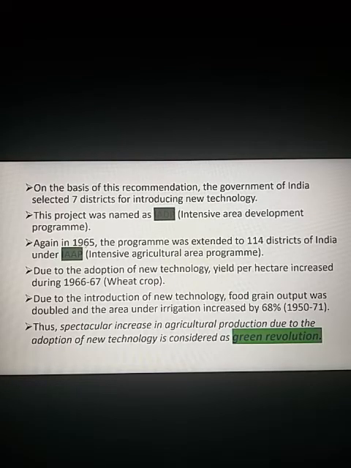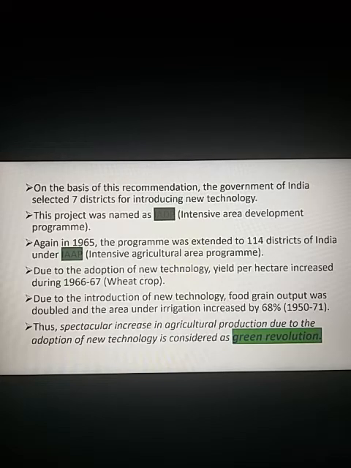Again, in 1965, the program was extended to 114 districts under IAAP, that is Intensive Agricultural Area Program. Remember, you should be able to differentiate between IADP and IAAP. IADP is Intensive Area Development Program, but this is Intensive Agricultural Area Program. See, in the beginning, IADP was introduced in seven districts, but later IAAP was introduced in 114 districts of India.